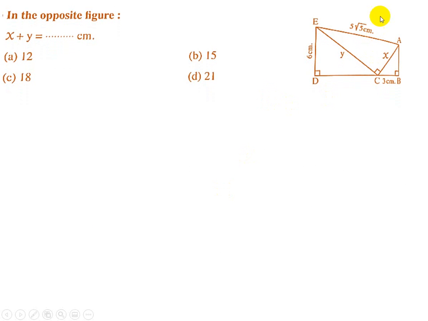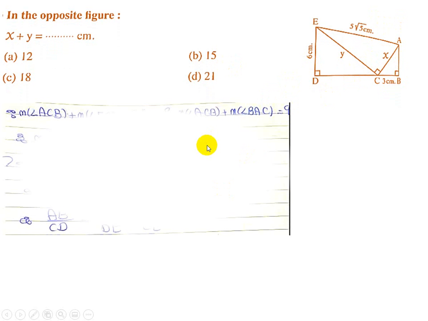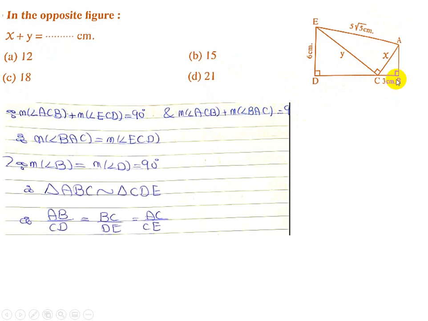In the opposite figure, a right angled triangle ACY, angle B is 90. Find x plus y. We noted that the measure of angle ACB plus the measure of angle ECD equals 90, and angle B plus angle EDC also equals 90. Therefore, the measure of angle BAC equals the measure of angle ECD, because the measure of angle BAC plus the measure of angle BCE equals 90. And since angle B and angle D are two right angles, the two triangles ABC and CDE are similar.